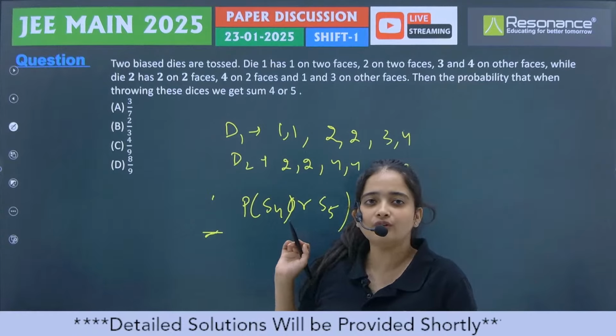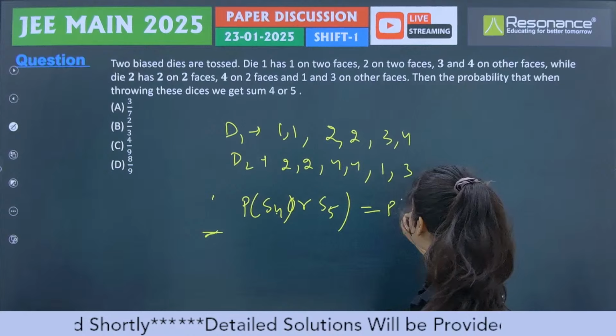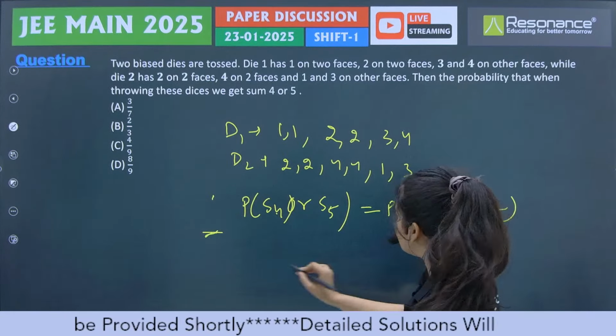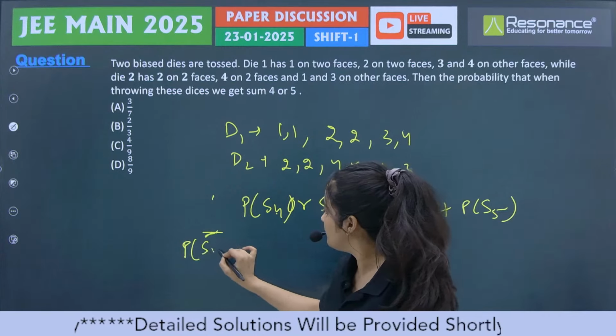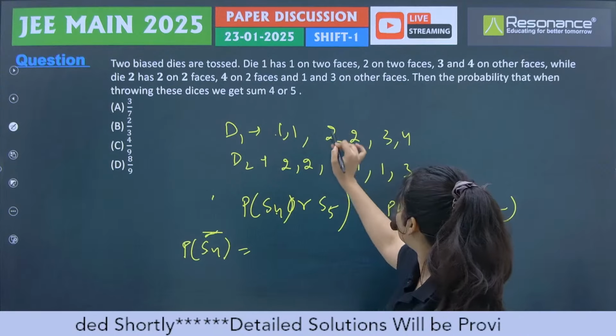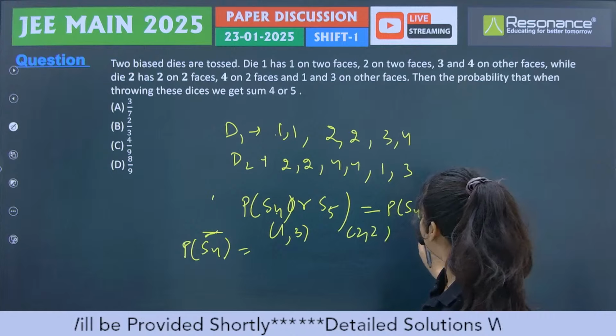Getting sum 4 or sum 5 are exclusive events. So I can say P(S4 or S5) is P(S4) plus P(S5). Let's find them separately, and we'll add them later. P(S4): how can you get sum 4 on the dice? If you get 1, 3, or 2, 2, or 3, 1.